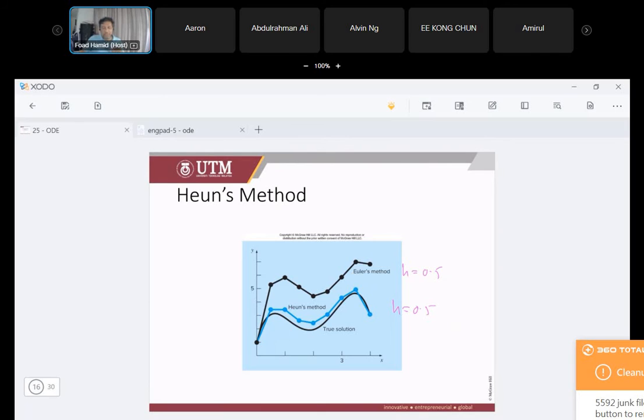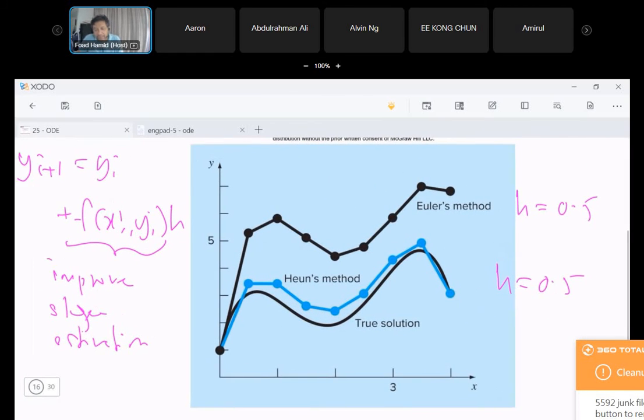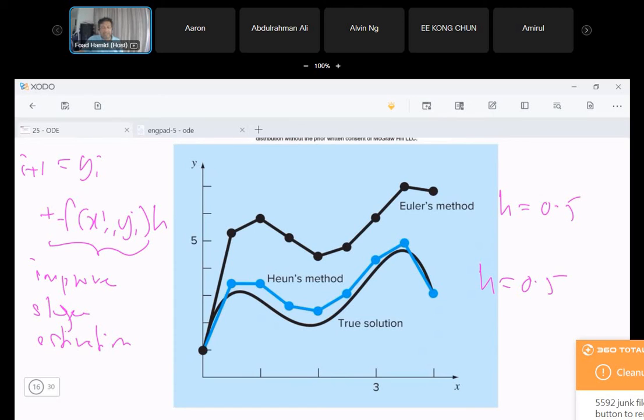So this is the idea. So as you know, remember that y i plus 1 equals y i plus f(x i, y i) h. This is the Euler method. And again, by improving slope estimation, we basically improve our approximation. Okay, this is from your textbook, and I hope you can see that this is a much better approximation than Euler's method. Okay, so this is the idea.